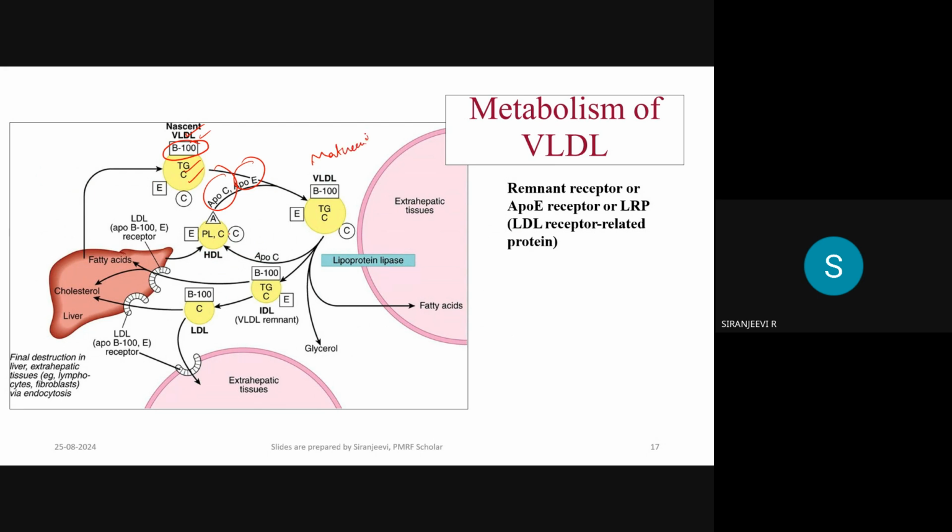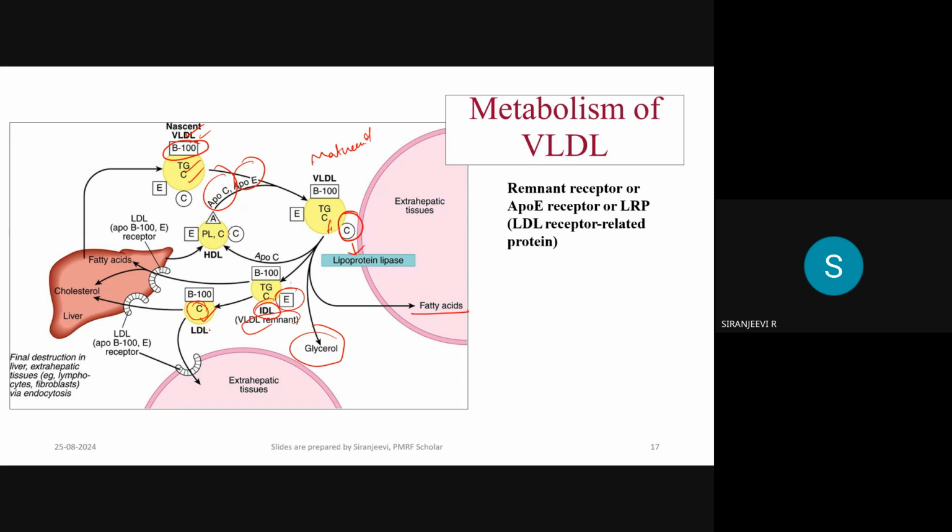This mature VLDL, we already know, contains ApoC. ApoC can activate the lipoprotein lipase. Then it forms free fatty acids as well as glycerol. After the free fatty acids and glycerol are removed, there is a decrease in the triacylglycerol content, which forms the VLDL remnant, otherwise called the IDL. IDL is nothing but intermediate density lipoprotein. From here, if you remove the apoprotein E, then it forms LDL, which contains mainly cholesterol.